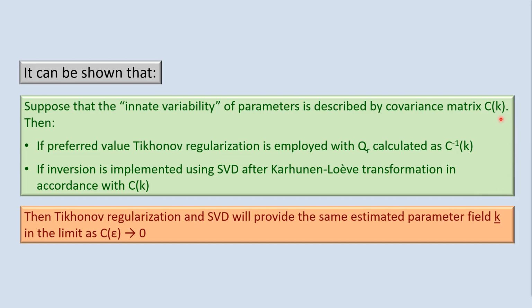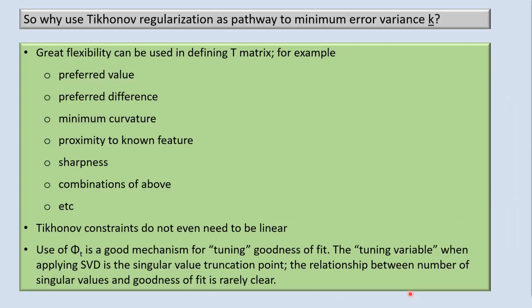The solutions converge as measurement noise approaches zero. So that's a rather satisfying thing to know. In the limit, they both give us the same thing. Why then would we use Tikhonov rather than singular value decomposition to achieve our minimum error variance solution to the inverse problem? The reason is because Tikhonov regularization is so much more flexible.